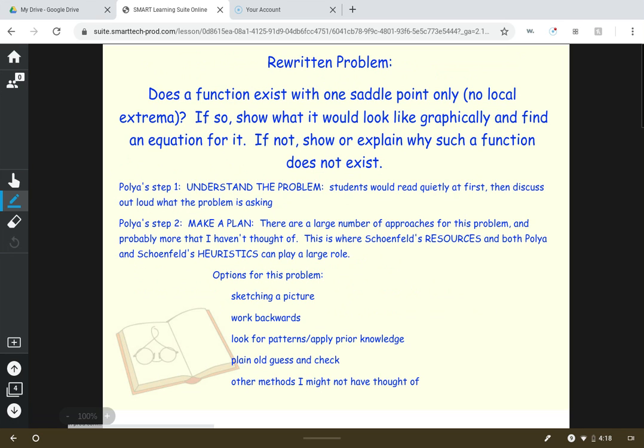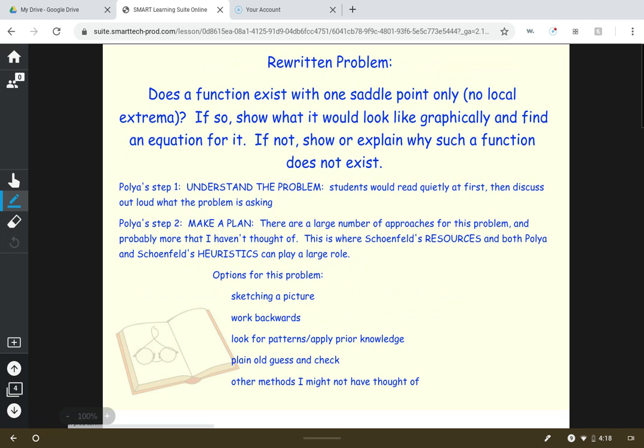So what I love about this problem is, first of all, you're not just handed an equation and then applying what you've learned. You're having to kind of figure things out and make some deductions, and there are so many different approaches that you can take. So I wasn't sure how to show this in the video, so I decided to walk through Polya's steps and then kind of intertwine Schoenfeld's steps in with it.